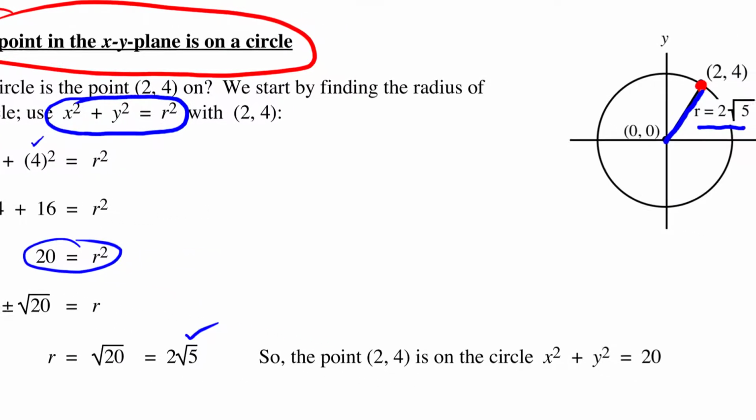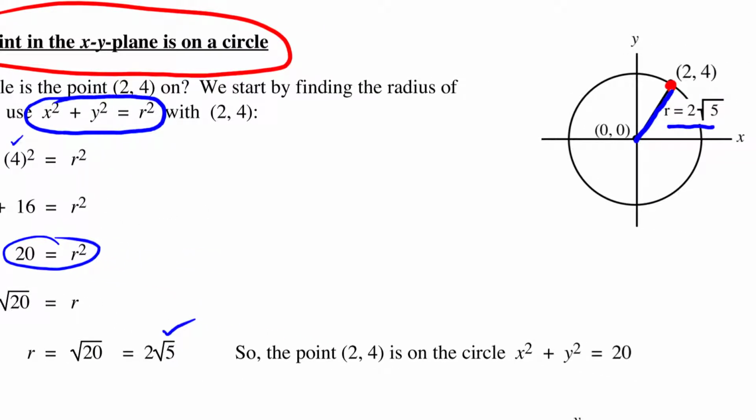So at that point (2, 4), it's on a very particular circle. x squared plus y squared equals r squared. And in this case, r squared is 20. So that's the equation of that particular circle.